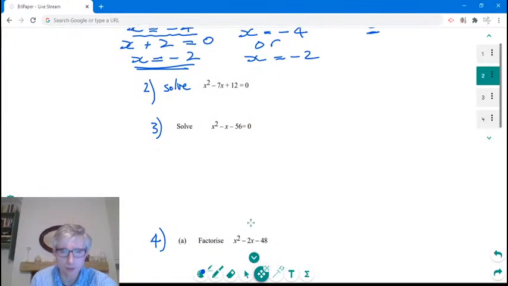I'm just going to create a bit more space here, so just move all this down a little.